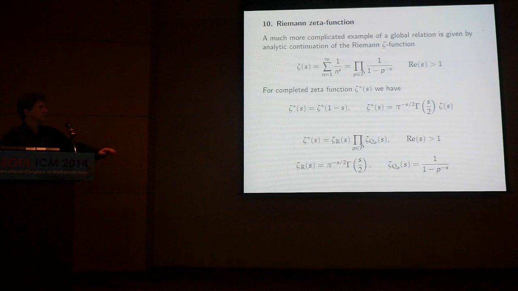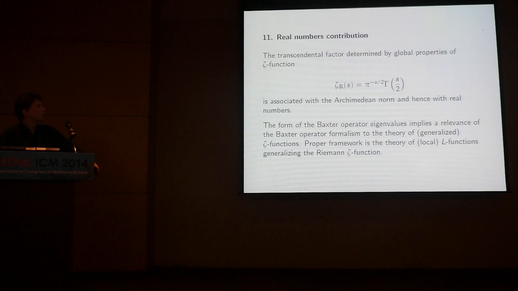Moreover, it means that if we identify multipliers associated with the prime numbers with the non-Archimedean completions, the remaining part should be identified with the contribution of real numbers. So this transcendental factor, determined by global properties, by analytic continuation of the zeta function, is associated with the Archimedean norm. And so it's very complex, but it's associated with real numbers. It's not clear, but it's so.